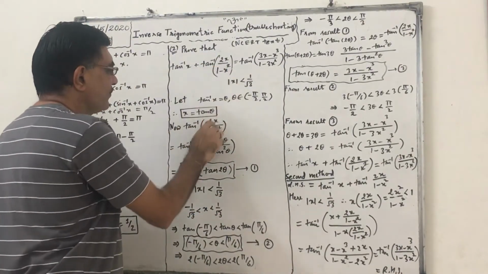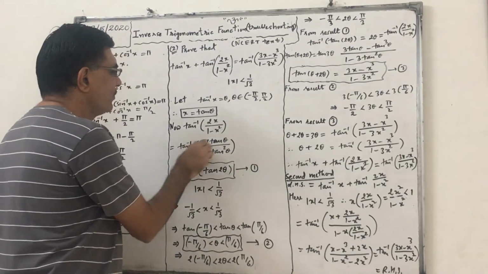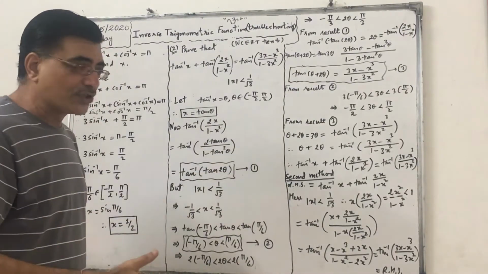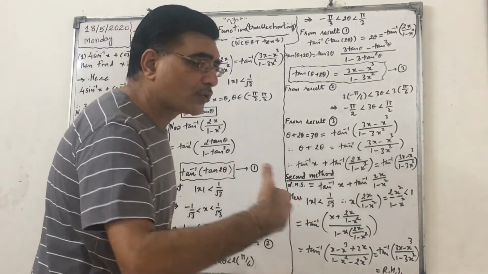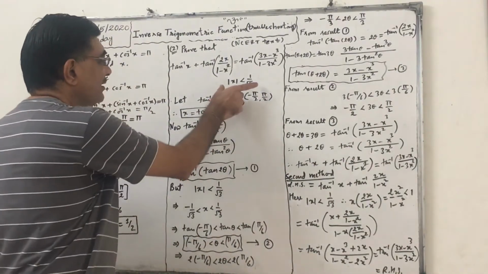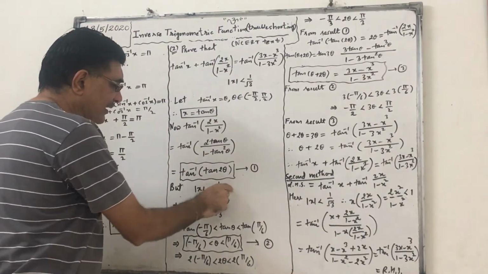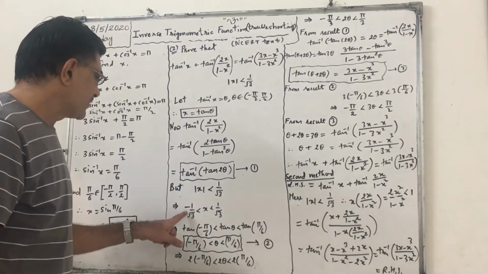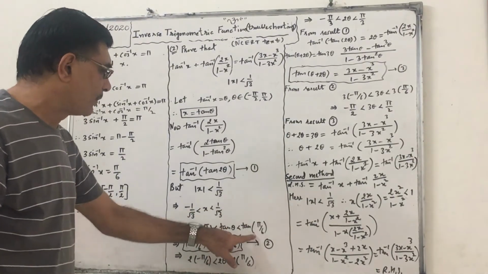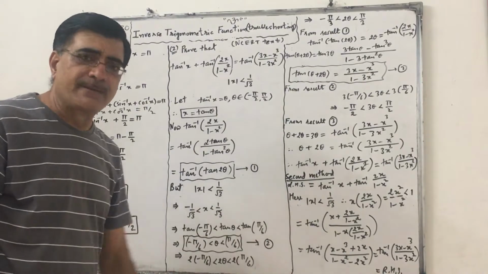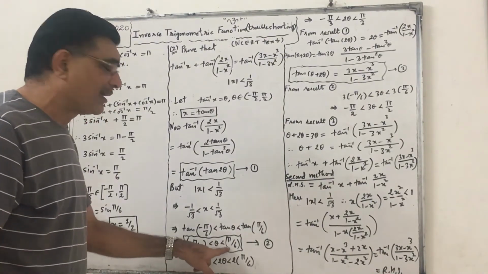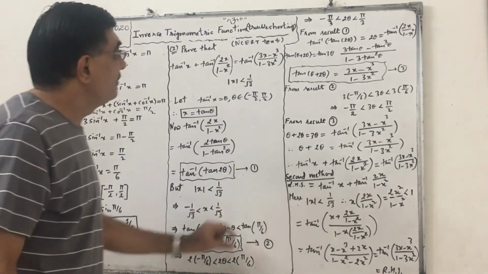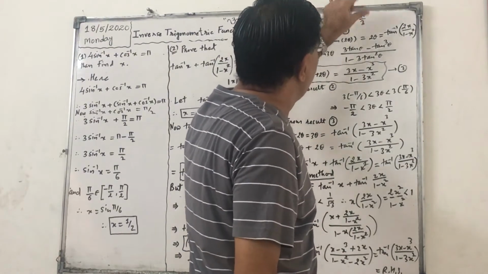Now tan inverse of 2x upon 1 minus x square can be written as tan inverse of 2 tan theta upon 1 minus tan square theta, but this is tan 2 theta, so tan inverse of tan 2 theta. I have to check that 2 theta also belongs to the range of tan inverse. For that, using the condition mod x less than 1 by root 3, meaning minus 1 by root 3 less than x less than 1 by root 3. This is tan of minus pi by 6, this is tan theta, this is tan of plus pi by 6. Tan is an increasing function, so we can write minus pi by 6 less than theta less than pi by 6. Multiplying by 2 because we need 2 theta, it becomes minus pi by 3 less than 2 theta less than pi by 3.